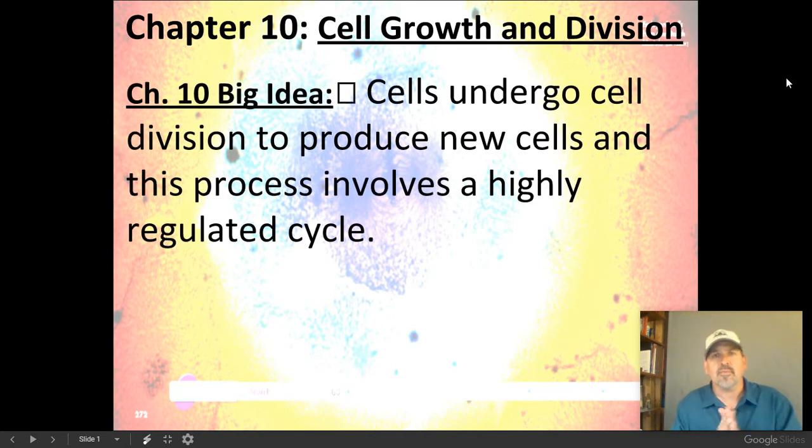All right, so what's the big idea for chapter 10? Big idea for chapter 10 is cells undergo cell division to produce new cells. And this process is a highly regulated cell cycle.